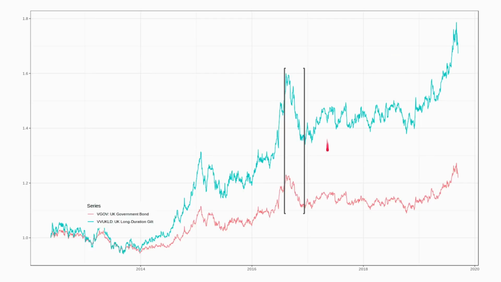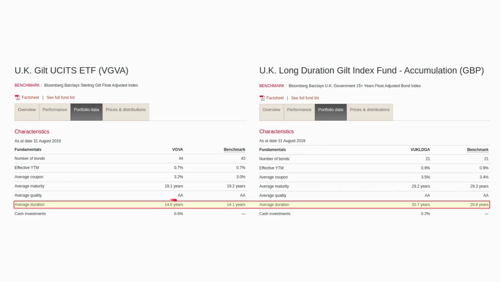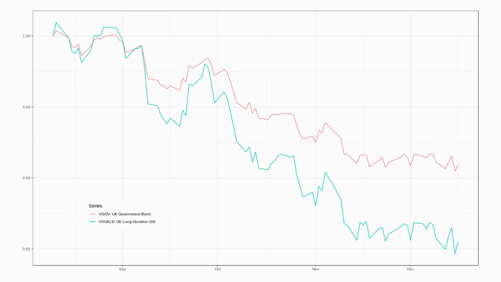But greater risk is a two-edged sword, as we can see in this period in 2016, when rates increased quite sharply and the price of bonds fell. The gilt fund from Vanguard has an average duration of 14 years. But the long duration gilt fund only buys longer dated bonds, and that has a much higher duration of 20.7 years. So its interest rate risk is much higher. And if we focus on that period in 2016, that risk becomes very apparent. The normal gilt fund, which is in red, only loses about 8% of its value, whereas the long duration gilt fund loses much more, about 15%.